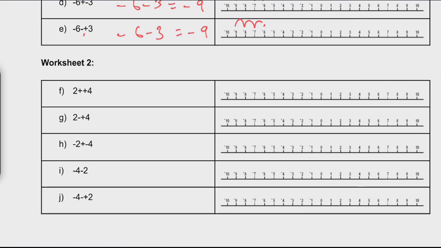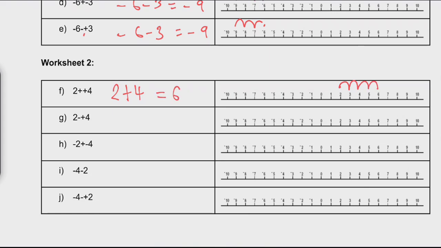So our next example is 2 plus 4. This can simplify to 2 plus 4. So we start on 2 and then we move right 4 places. 1, 2, 3, 4, and we end up at 6.